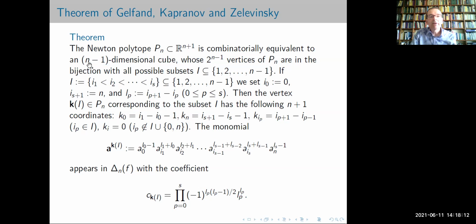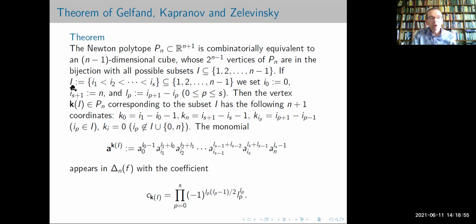So this polytope is an n minus one dimensional cube. Moreover, the vertices of this polytope can be explicitly described, and they are in bijection with all possible subsets I in the set of indices from one to n minus one. So the number of subsets, including the empty set and the whole set, will be exactly 2 to the power n minus 1.